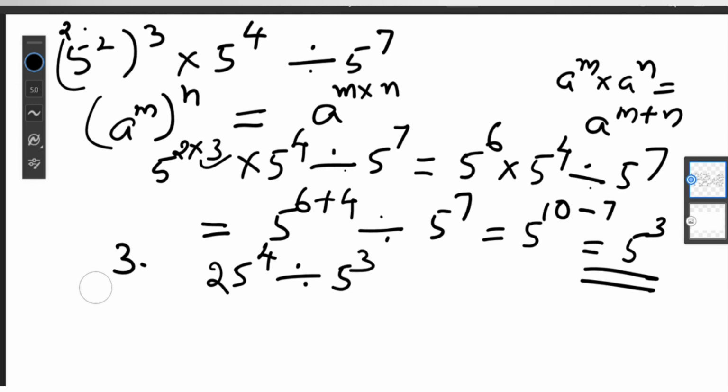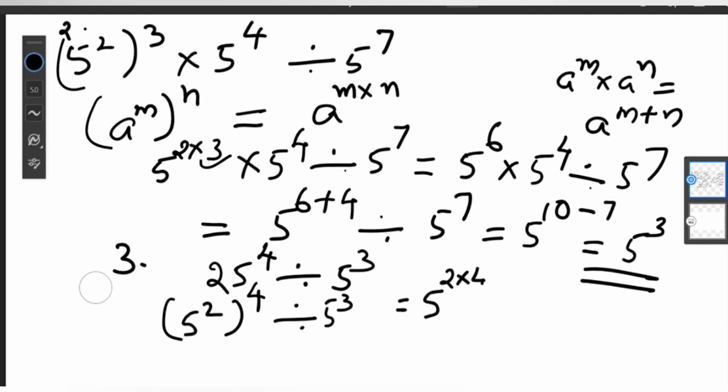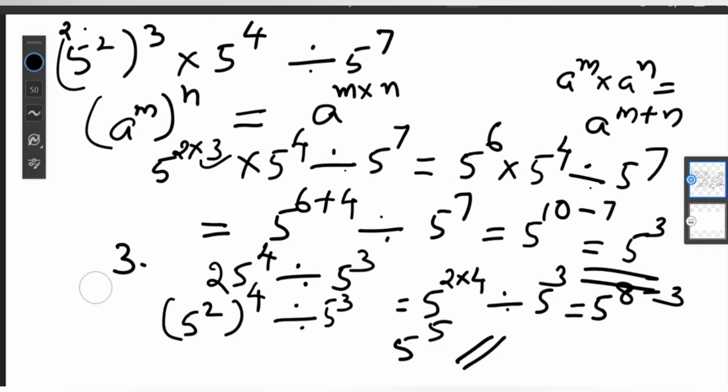Then next, it is the third question: 25 raised to 4 divided by 5 cube. So how can we write 25? 25 is actually 5 square, 5 into 5 is 25, whole raised to 4 divided by 5 cube. So 5 square whole raised to 4 is 5 to the power 2 into 4 divided by 5 cube. 2 into 4 is 8. 5 raised to 8 minus 3, divided means minus 3. 5 raised to 5. This was our answer.